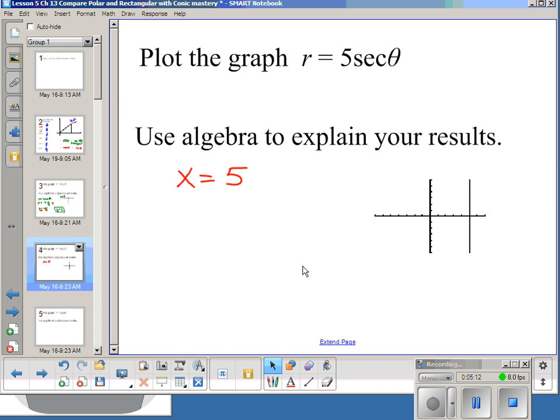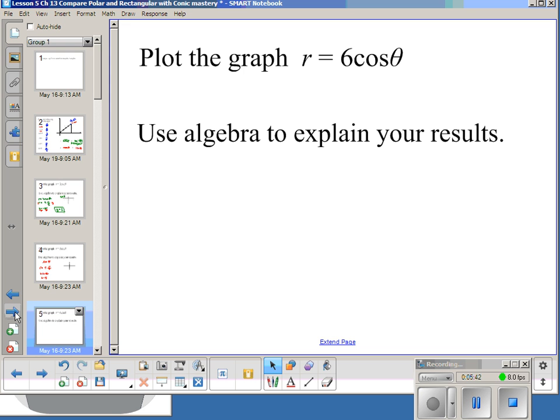And where does that come from? Very similarly, r is 5 secant theta, we're going to replace secant theta with r over x. I multiply by x, divide by r, and there we have it. So those are fairly simple. So to get a vertical or horizontal line in rectangular, it's a fairly simple equation. In polar, it's a little bit more complicated.